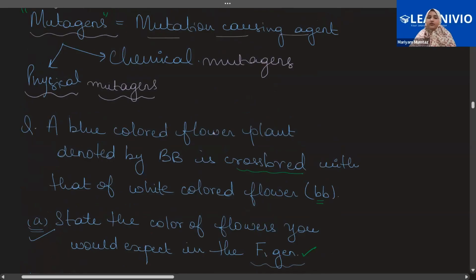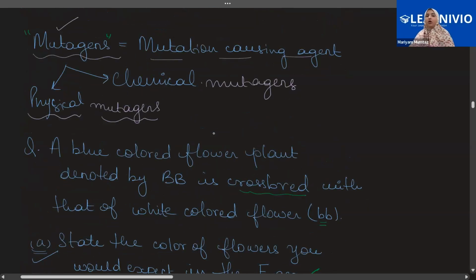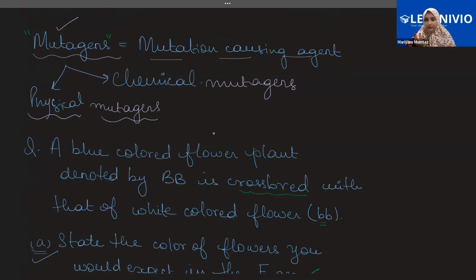Now coming on to this one, mutagens. All those agents that cause mutation are mutagens. Mutation causing agents are called mutagens. They are of two types, physical mutagen and chemical mutagen. Chemical mutagens are certain chemicals like base analogs and acridines. If a person is exposed to these chemicals, then the person can have mutation in their body.